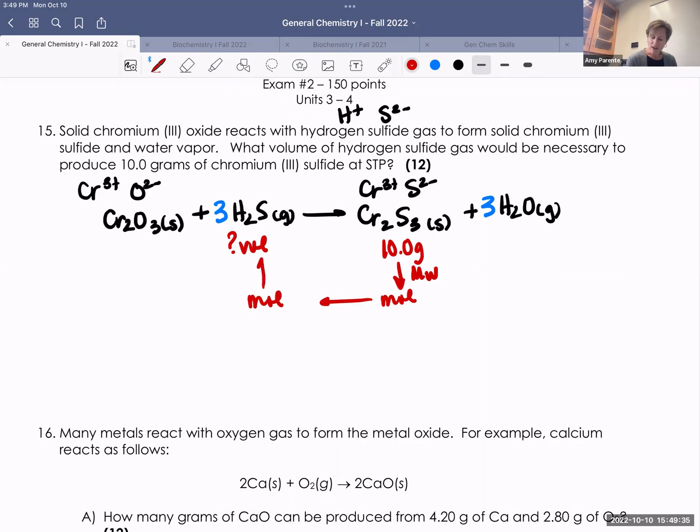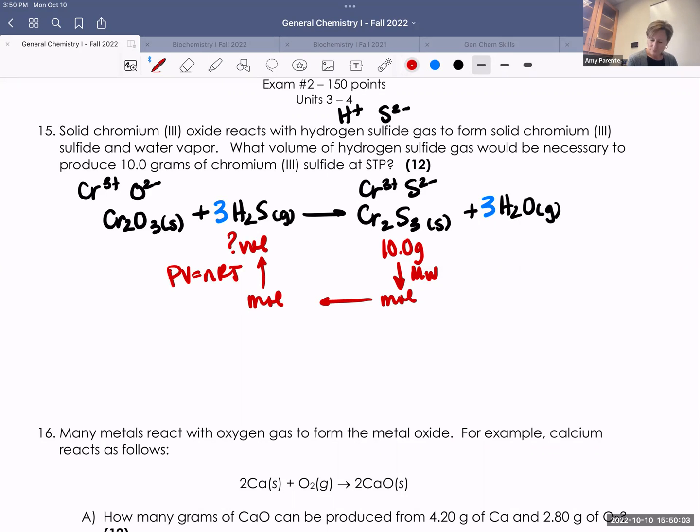And now if I know moles of gas, if I know 2 other pieces, I can figure out volume as long as I know pressure and I know temperature, which they gave me because they told me it was standard temperature and pressure, STP. That's 0 degrees Celsius and 1 atmosphere. So I can use PV equals nRT to figure out my volume.